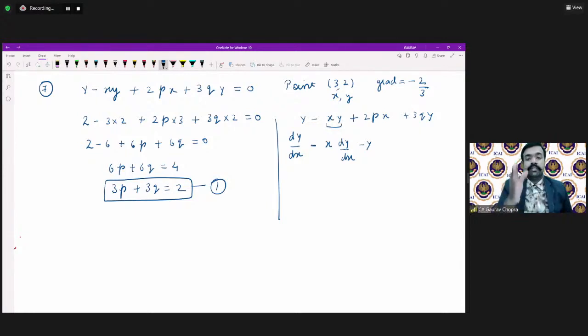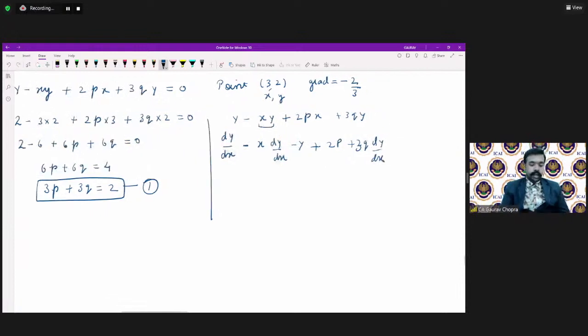X is constant, derivative of y, and y is constant, then derivative of x, plus 2px. 2p is constant and derivative of x is 1. Then y is constant to 3q, and then dy by dx. All right. So by using this, we will get the gradient, and the gradient is already given, that is minus 2 upon 3. So we can take dy by dx on one side and remaining values on the other side, or simply we can put the values here only. Okay. So we can put the value of gradient here.